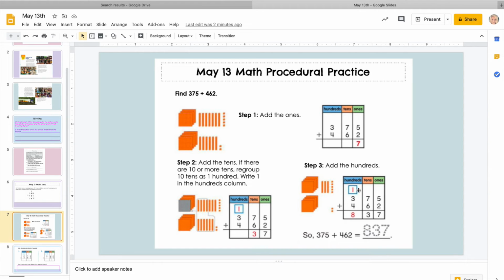So we had 1 plus 3 is 4. And then 4 and 4 more is 8. So that told us that the sum of 375 and 462 is 837, following those rules. Those rules of 3-digit addition with regrouping.